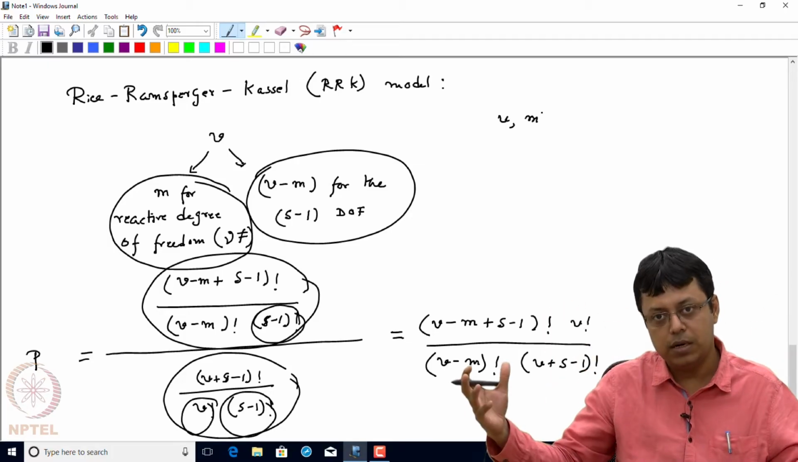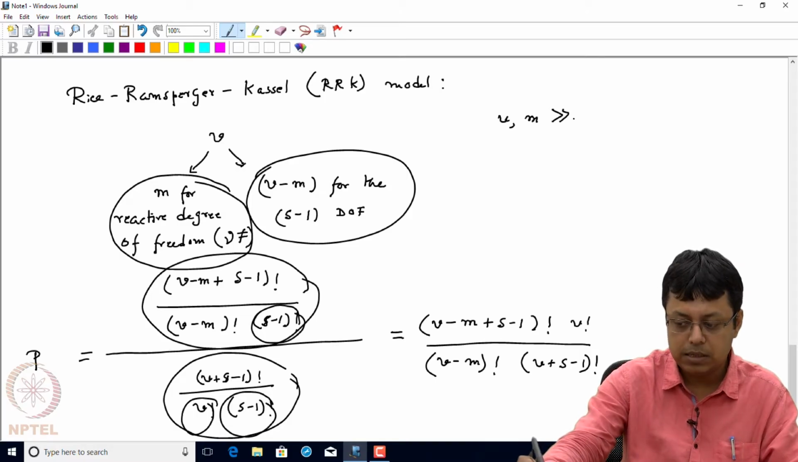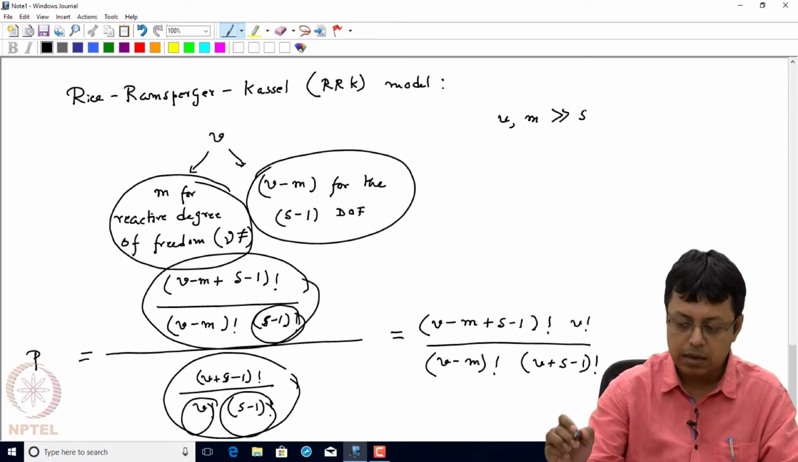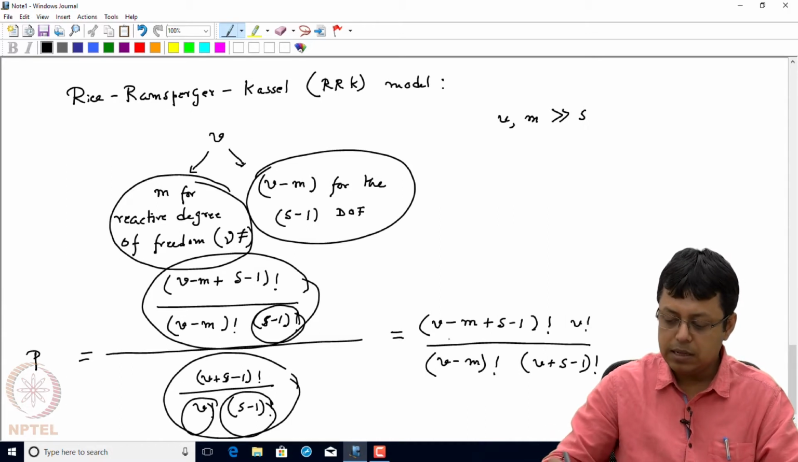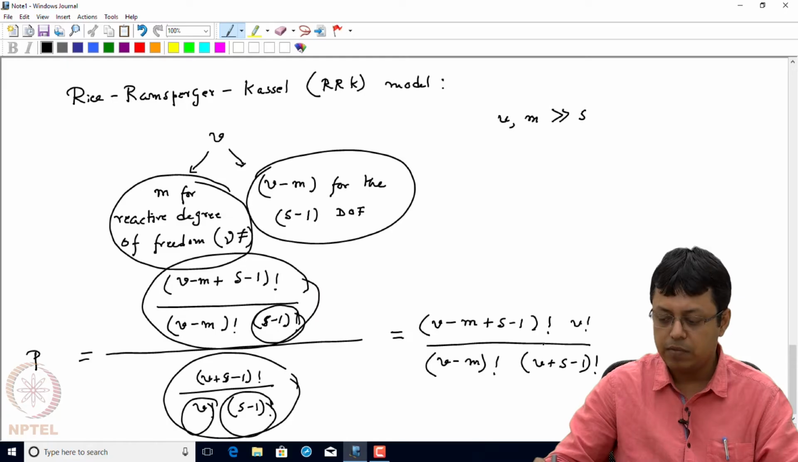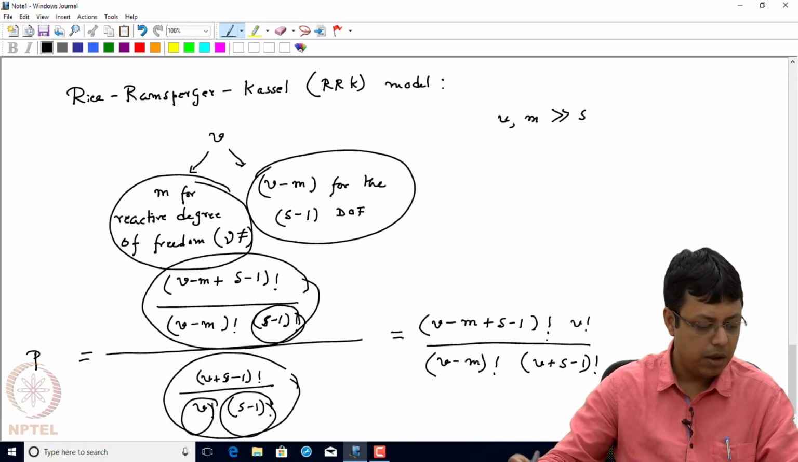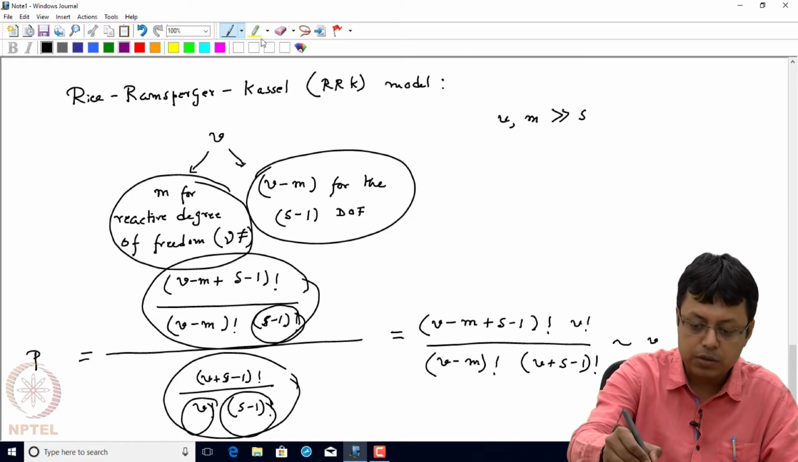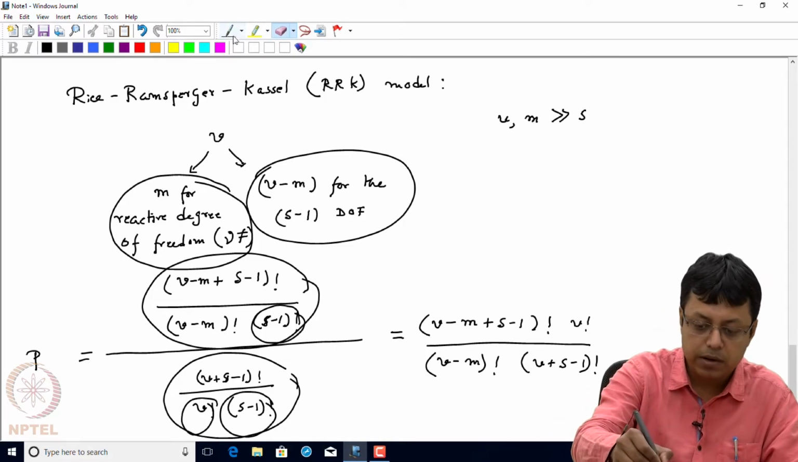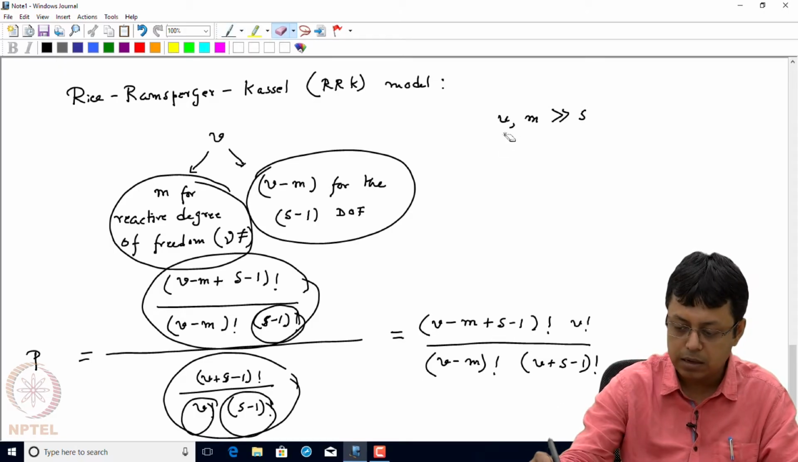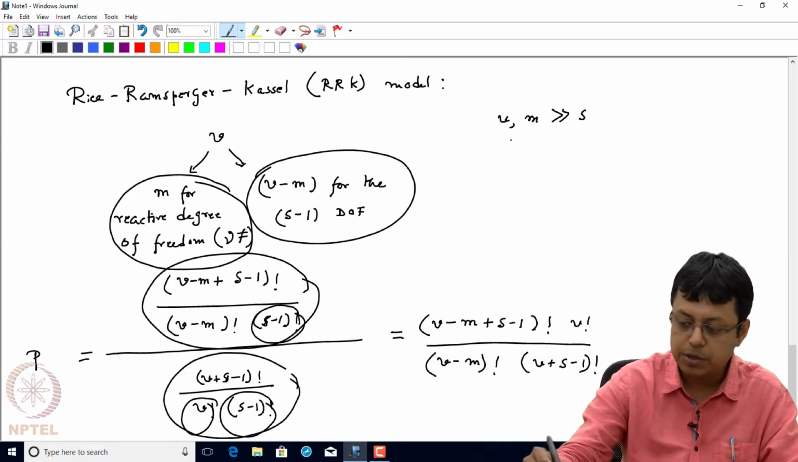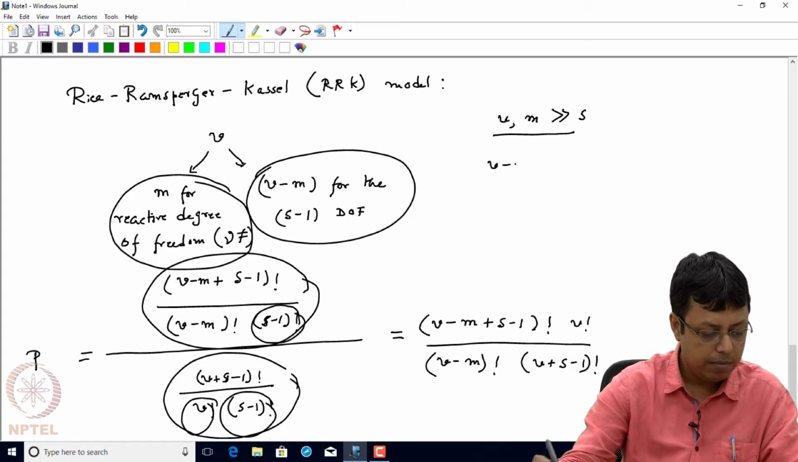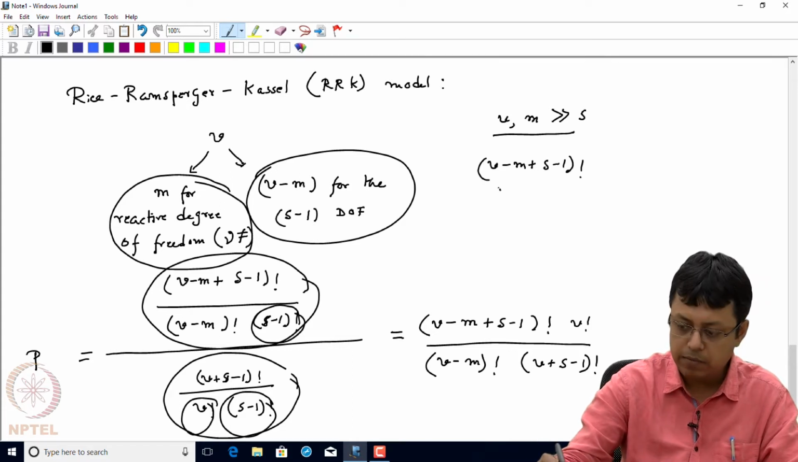If you have enough number of quanta to begin with, V and M both are much larger than S, then only this will happen. Under that limit you can see that this is (V minus M plus S minus 1) factorial, which you can now approximate. We can actually do two approximations, but again under this condition only we are making this approximation, that (V minus M plus S minus 1) factorial divided by (V minus M) factorial.